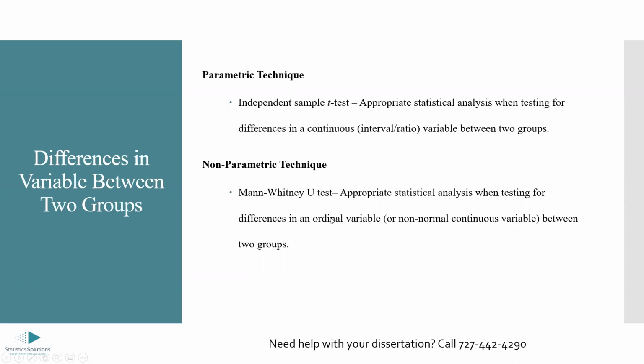The alternative is if you have an ordinal dependent variable as opposed to a continuous variable. So instead of a number or like GPA or grade, if your dependent variable was something like education, high school, bachelor's, master's, PhD, that's more of an ordinal variable. That's when you can use a Mann-Whitney test. You don't want to use a t-test for an ordinal variable. You need to have a numeric continuous variable.